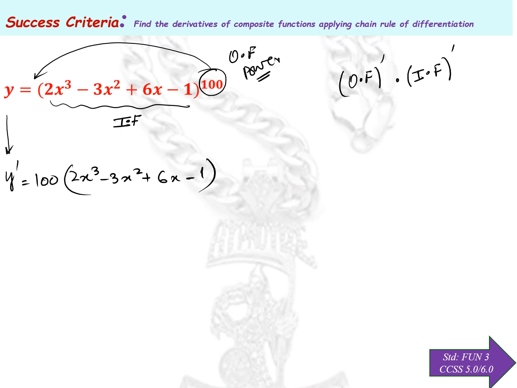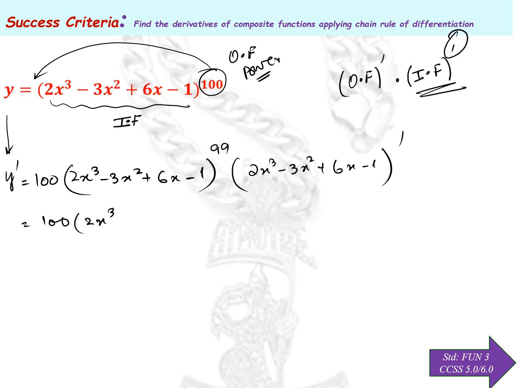From the power in the power rule, we subtract 1, that is 99. Now write the inner function as it is because you have to take the derivative. So write the inner function as it is, and on the top write the prime, meaning take the derivative. Now before, write everything as it is, no change, because the derivative is already finished. Take the derivative of the inner function.